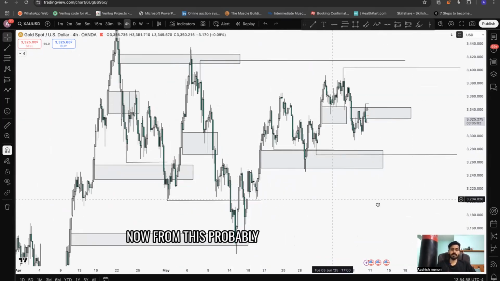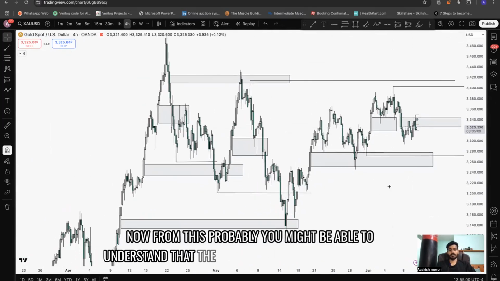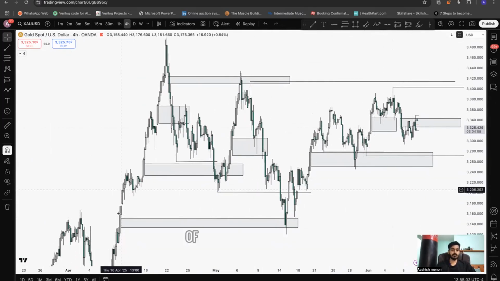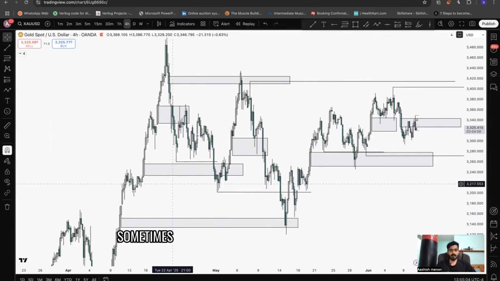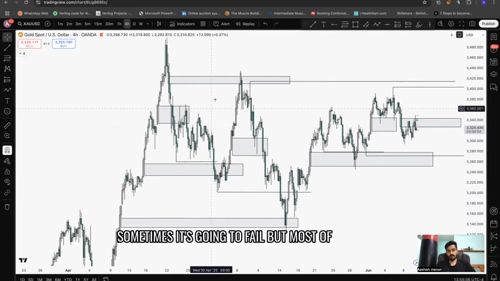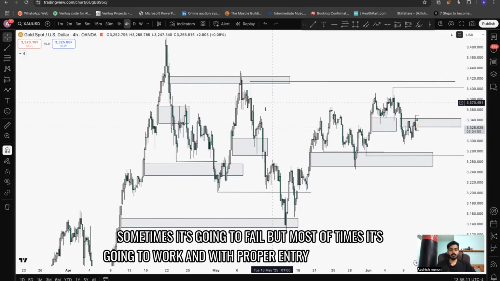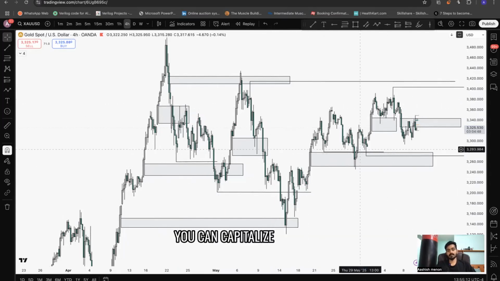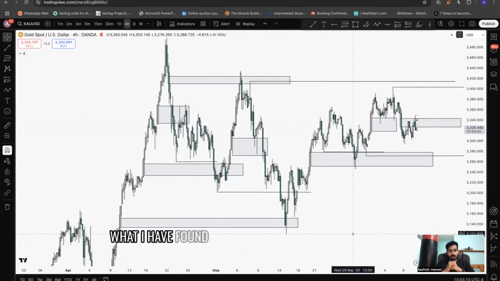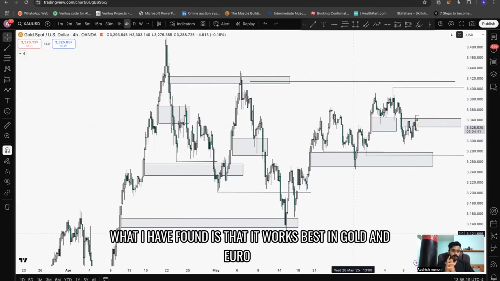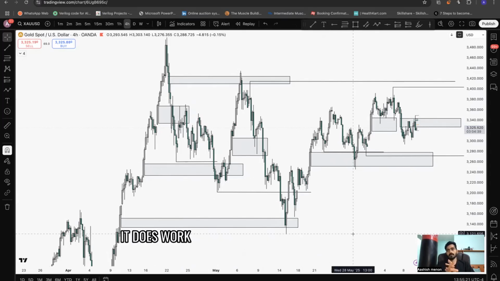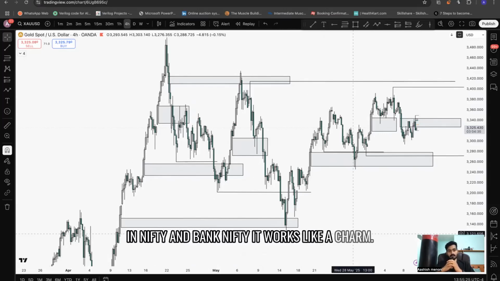Now, from this, probably you might be able to understand that the market is moving from one point of liquidity to another. Sometimes it's going to fail, but most of the time it's going to work. And with proper entry models in place, you can capitalize on these. What I have found is that it works best in gold and Euro USD. It does work pretty well in Indian markets too. In Nifty and Bank Nifty, it works like a charm.